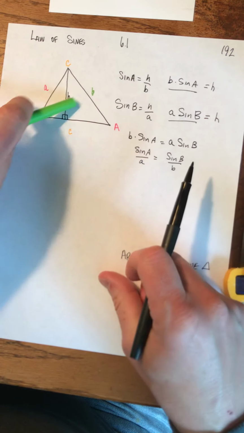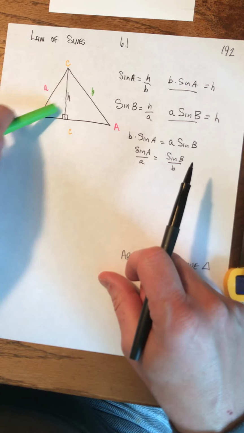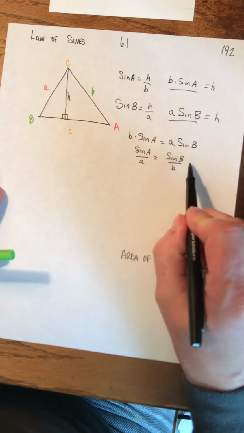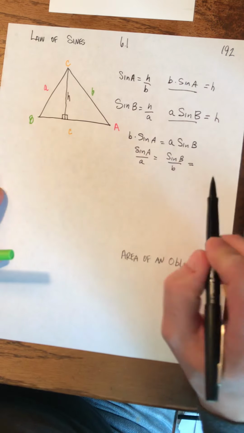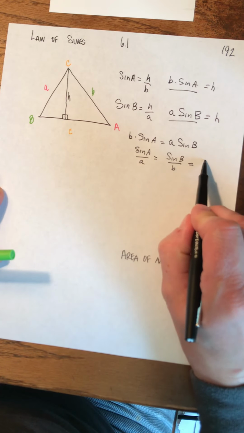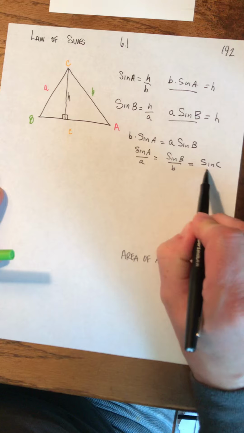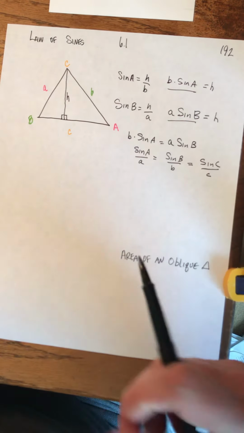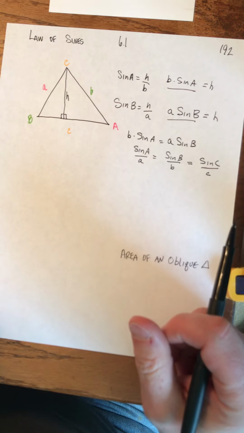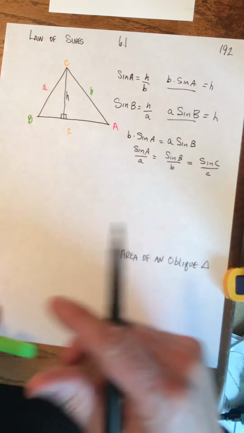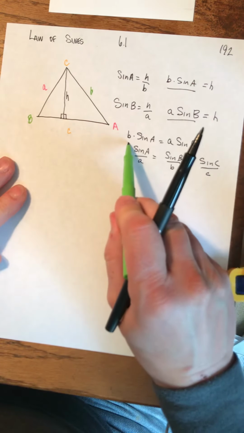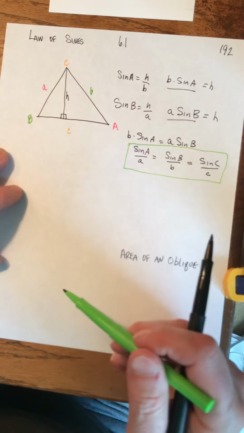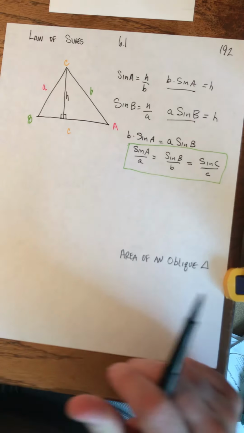If we drew the altitude a different direction and used angles A and C, we would get the same thing, just with a different height going a different way, and therefore we would get the sine of C over C would equal the sine of B over B, or the sine of A over A, depending on how we drew the height. So this right here is what we call the law of sines. And we'll take a look at how to use that in a minute.